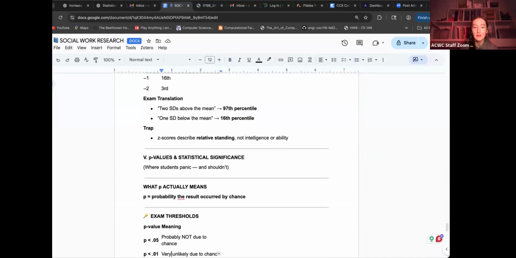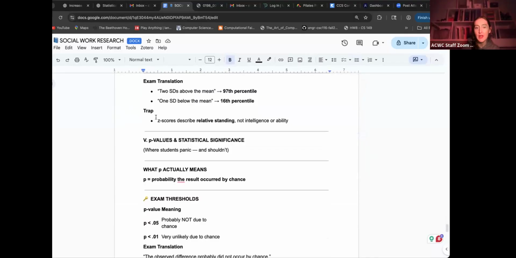Okay, so do you see right here it says a trap? Z-scores describe relative standing. Remember, on a bell curve, we're being compared to each other. There's an average, and we're being compared to this average. So what's our relative standing in this average? Where students panic. Dr. Pam's so funny. Where students panic and shouldn't, okay?